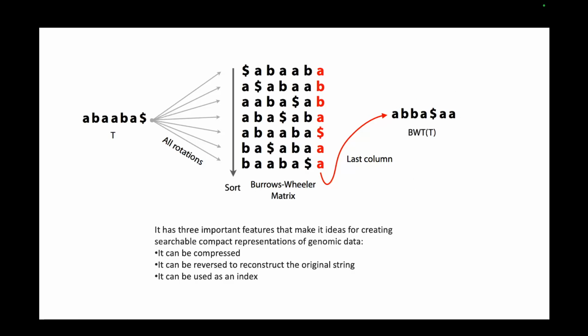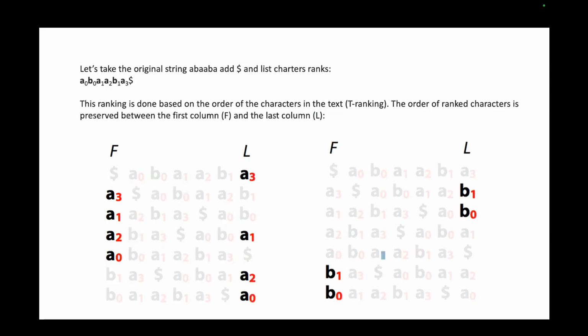There are three important features that are advantageous for BWT. It can be compressed because you can have repetitions here. You can just store how many B's. So here you can just store it as 2B, and at the end you can store it as 2A or something like this. You can use it to compress. You can use it to reverse and reconstruct the original string. If you have the Burrows-Wheeler transform, you can reverse it to reconstruct the original string, and it also can be used as an index. Now let's take an example.